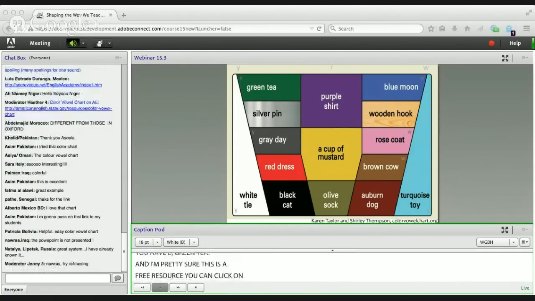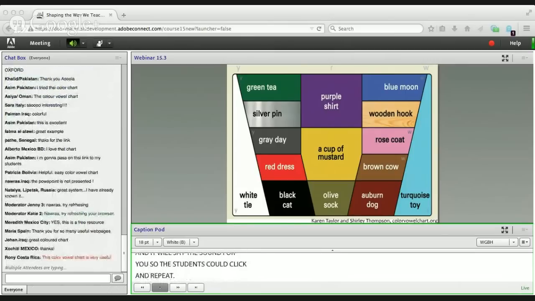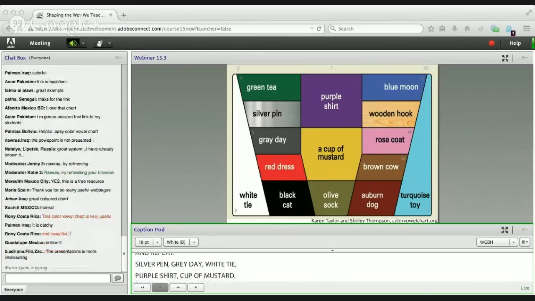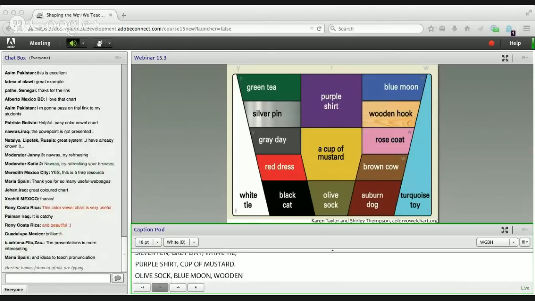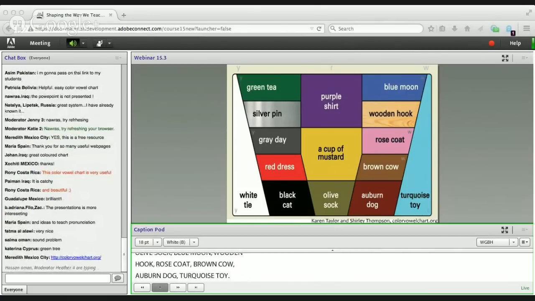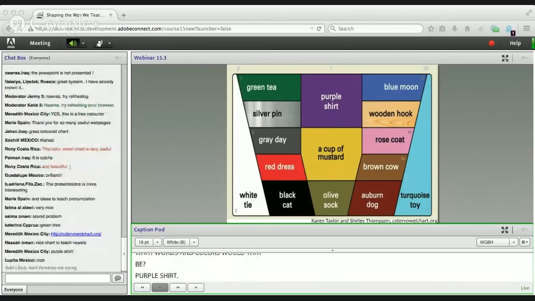Silver pin, gray day, red dress, white tie, black cat, purple shirt, cup of mustard, olive sock, blue moon, wooden hook, rose coat, brown cow, auburn dog, turquoise toy. Does anyone want to guess? Remember when we were talking about nature, conserve, journalist, world, girl, dirty, fur, burn? What color would that be? What words and colors? Purple shirt, that's right. So you can have students practice this.